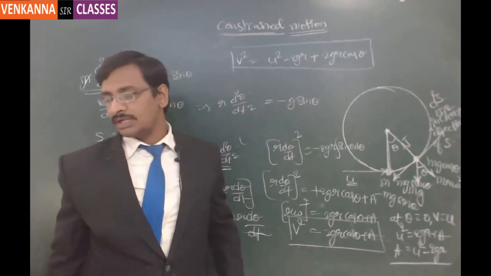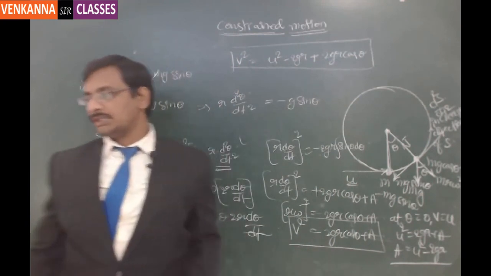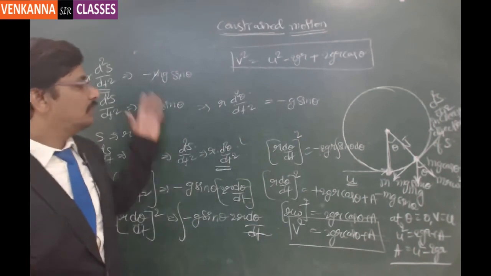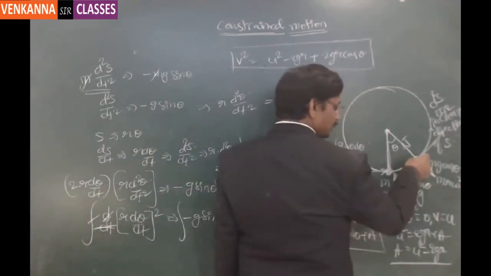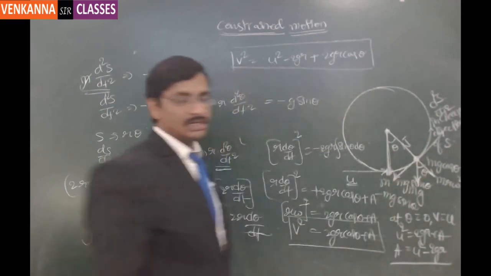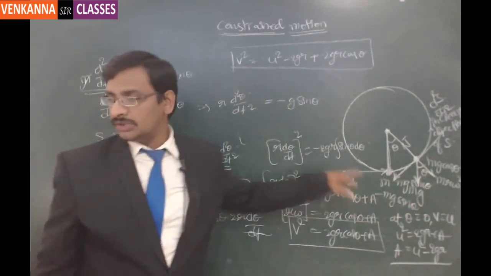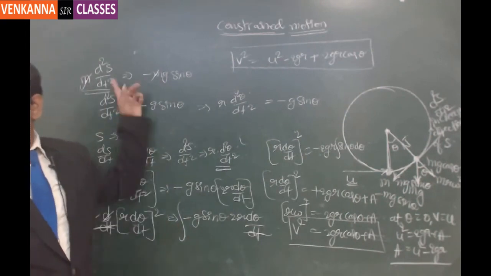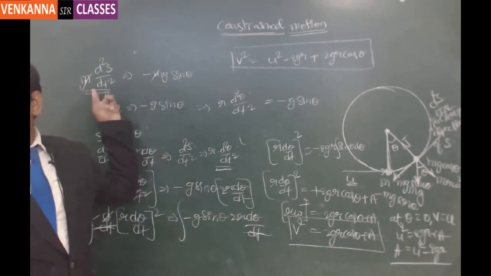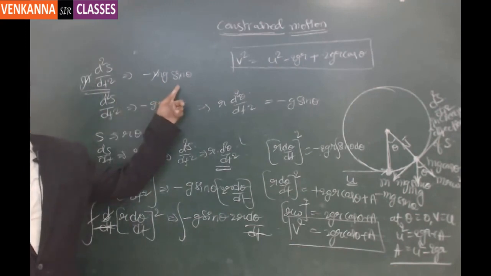Got it? Understood? Or do you have any questions on this? This is a simple derivation. From the relation of d²s/dt², which is equal to minus mg sin theta, that relation is solved as a differential equation, nothing more than that. So this is the fundamental relation: mass into acceleration is equal to minus mg sin theta.